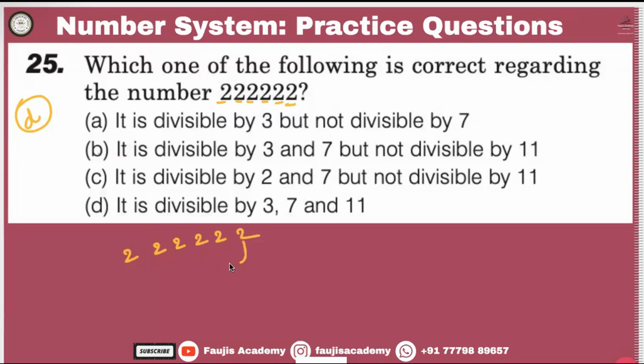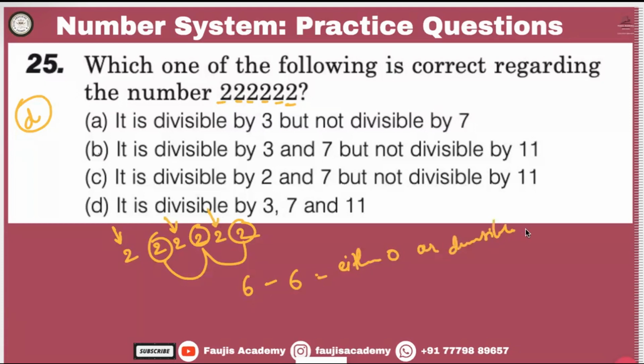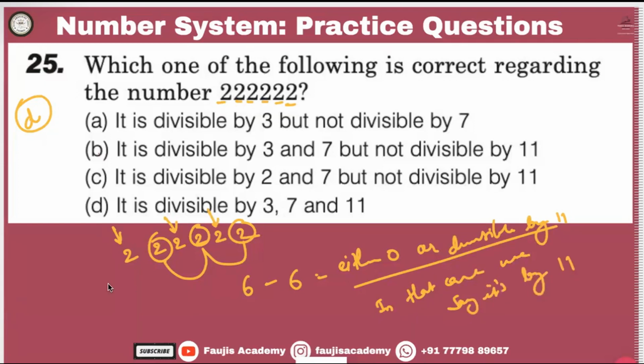See, to find the divisibility with 11, what we actually do is find the sum of the alternate digits. So we'll find the sum of these alternate digits. What is this? 6. And then again we'll find the sum of the rest of the digits. This is 6, and we find the difference. If this difference is either 0 or divisible by 11, in that case, we say it's divisible by 11.